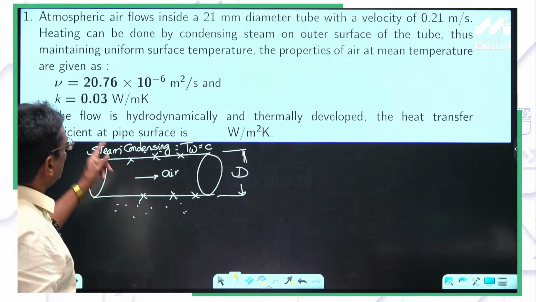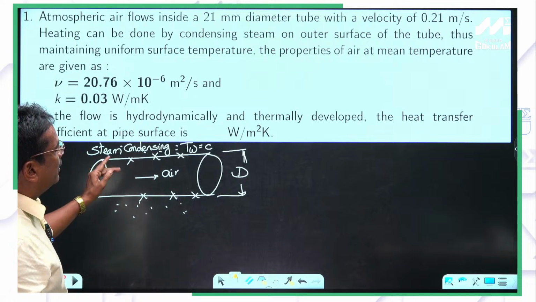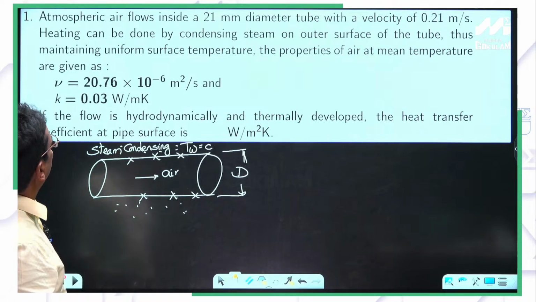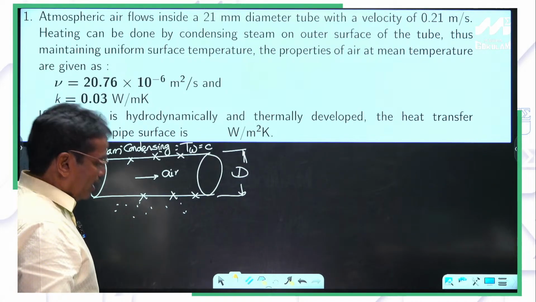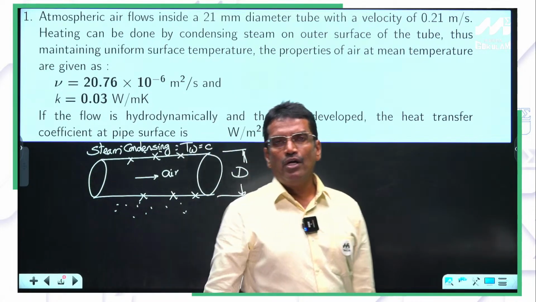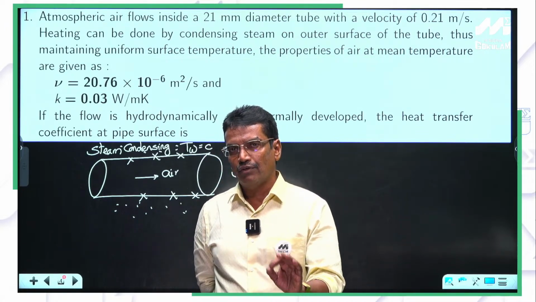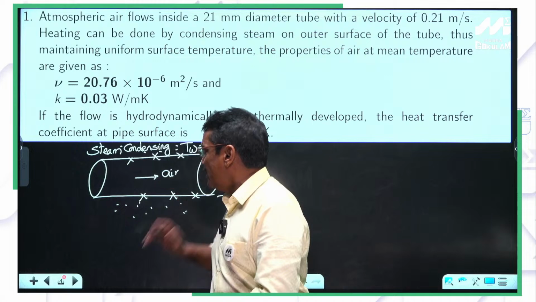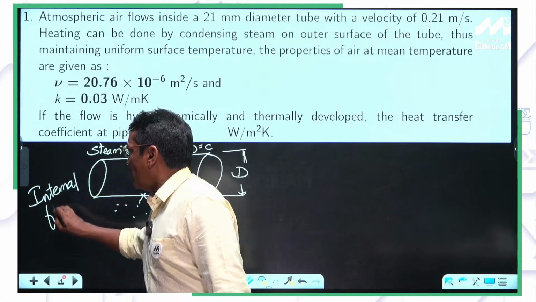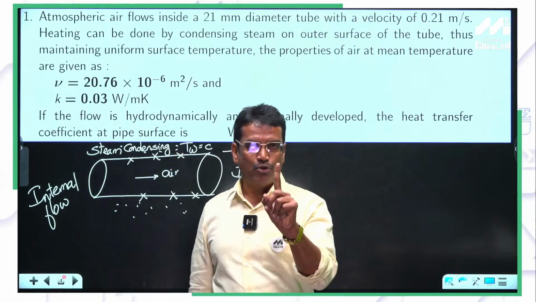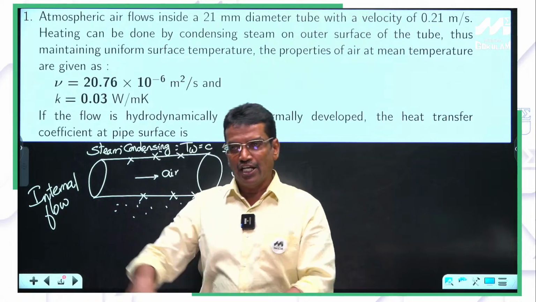Properties of air were given. If the flow is hydrodynamically and thermally developed, what is the heat transfer coefficient at the pipe surface? Whenever we are dealing with forced convection heat transfer, we have to decide first whether it is an internal flow or external flow. Clearly it is an internal flow, that means flow through pipes or ducts. That is the first thing we have to take care of whenever we are dealing with forced convection. Yes, it is an internal flow.